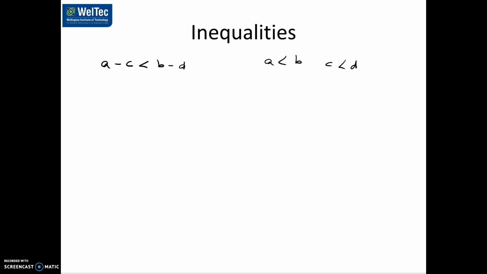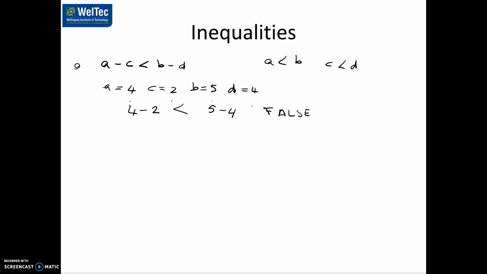Okay, let's choose some numbers. I'm just going to choose randomly. A is equal to 4, C is equal to 2, and B equals 5, and D equals 4. Now just check. A is less than B. Yes, A is less than B, and C is less than D. So A minus C is 4 minus 2, and B minus D is 5 minus 4. Is 4 minus 2 less than 5 minus 4? And the answer is no, so it's false. So that one is false.